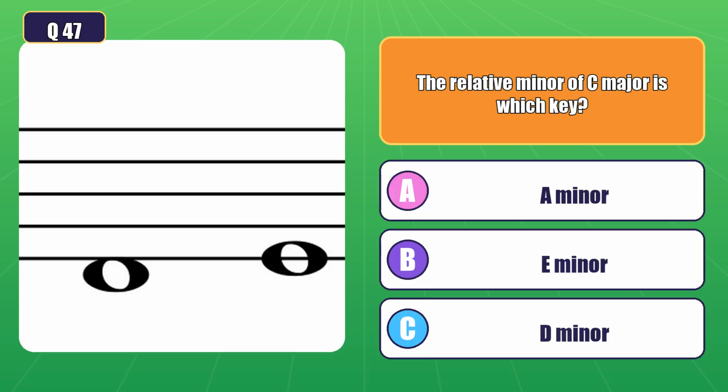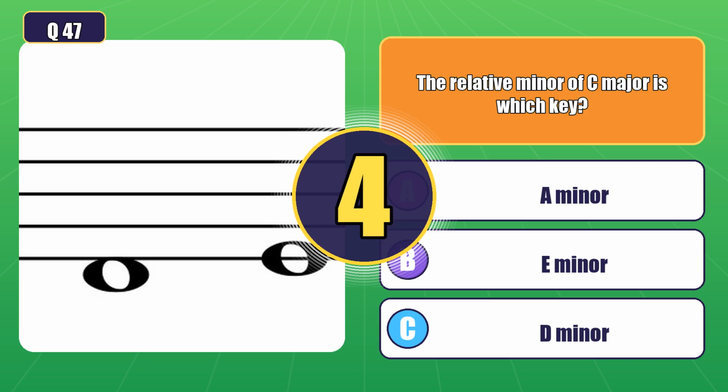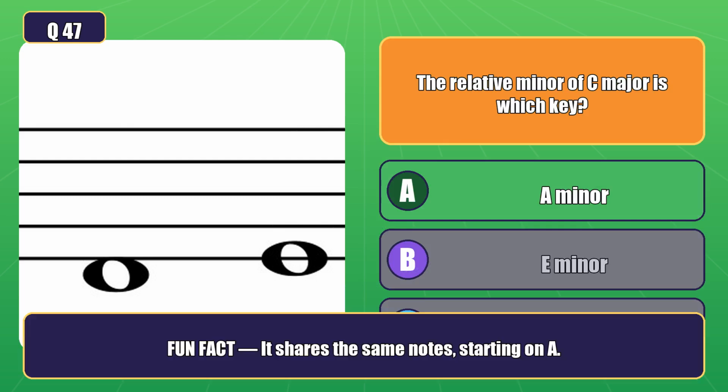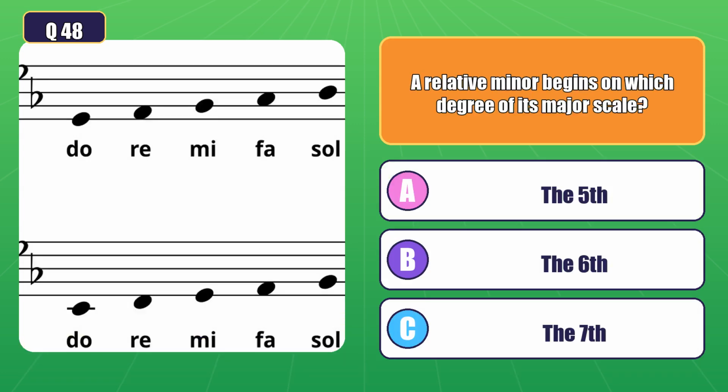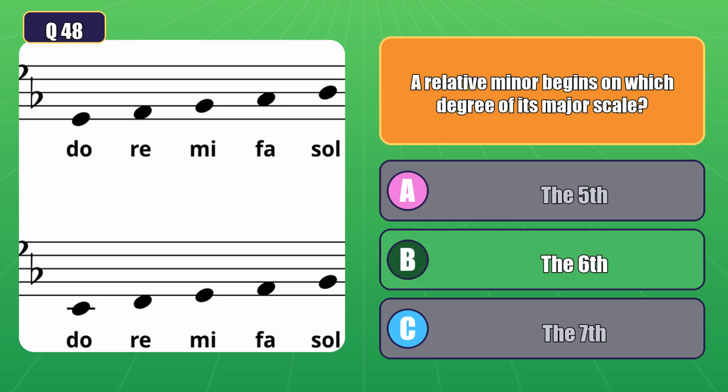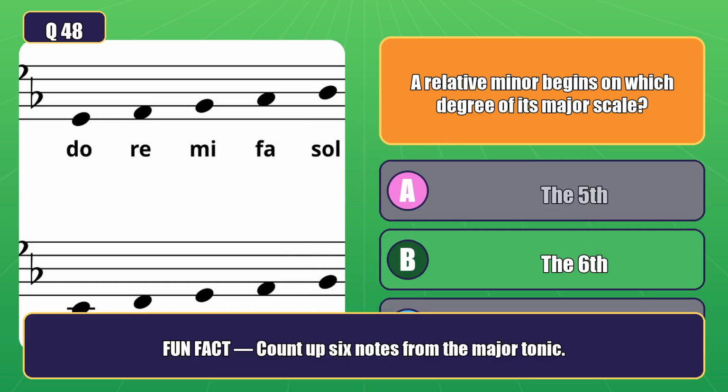Question number 47. The relative minor of C major is which key? The answer is A minor. Fun fact, it shares the same notes, starting on A. Question number 48. A relative minor begins on which degree of its major scale? The answer is the 6th. Fun fact, count up 6 notes from the major tonic.